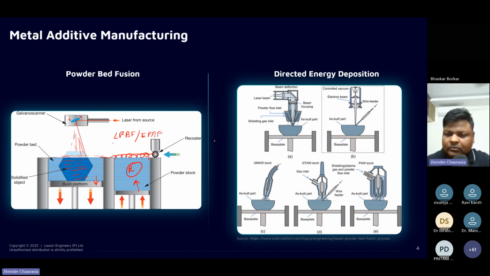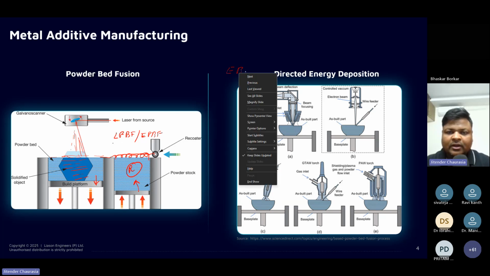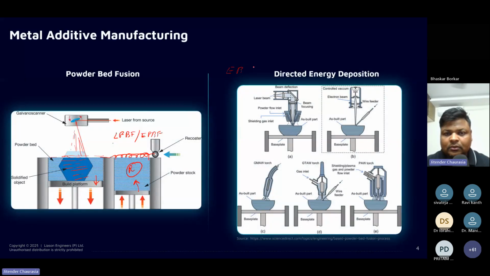Moving to the next slide. This is my interest, and I've been working on this process for almost 8 years now. Here also you have a source. You have an electron beam, you have a laser source, or these days you have this process called WAAM. Because you have a metal, and it can be in wire form or powder form, you have to melt either the powder or the wire. So you need either an electron beam, a laser, or WAAM.